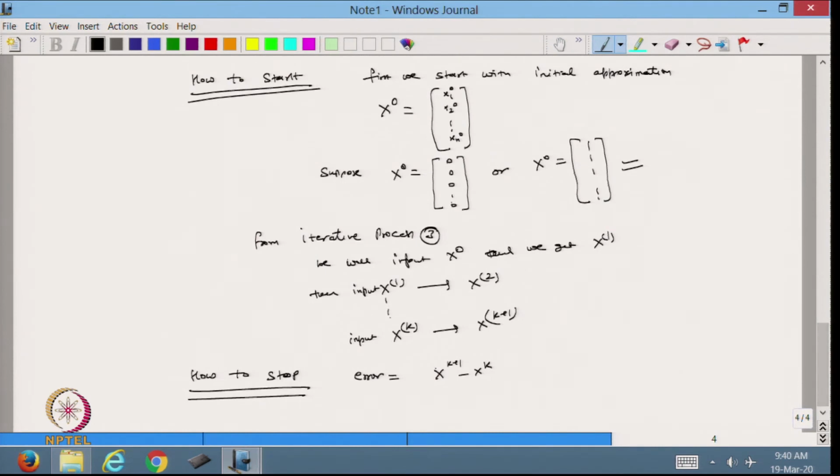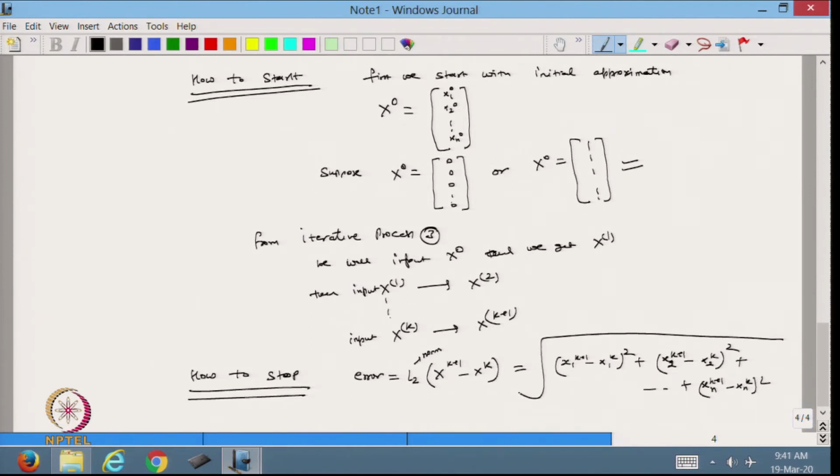After getting this value, which is a vector, I will take the L2 norm. L2 norm is the same as the Euclidean norm. So, I will do (x1 k plus 1 minus x1 k) square plus (x2 k plus 1 minus x2 k) square and so on, (xn k plus 1 minus xn k) square, and then take the root.